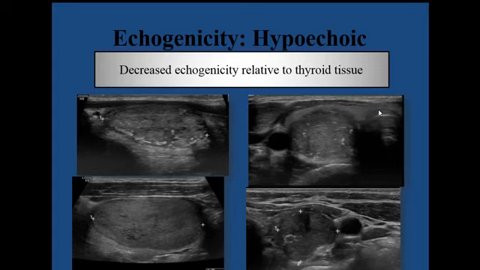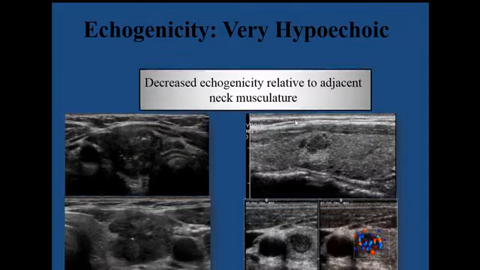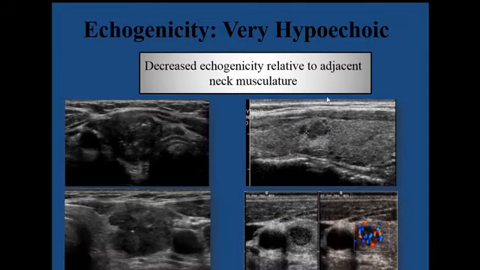For the hypoechoic nodule, I will give it 2 points, and here I have a nodule. It's relatively hypoechoic to the rest of the thyroid parenchyma. For the very hypoechoic nodule, I will give it 3 points, and it will be more suspicious. And in this case, I will compare the echogenicity of the nodule to the adjacent neck muscle. So here when I compare the echogenicity of this nodule to the strap muscle, I will find that this nodule is more hypoechoic compared to the muscle, and even here and here.